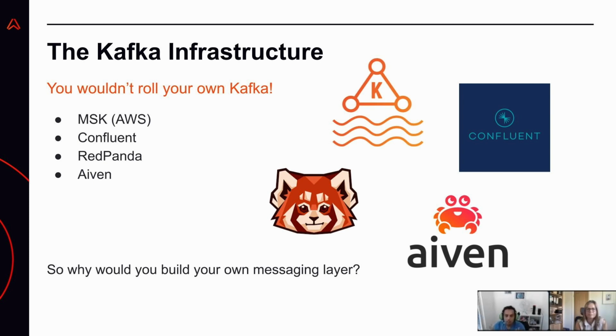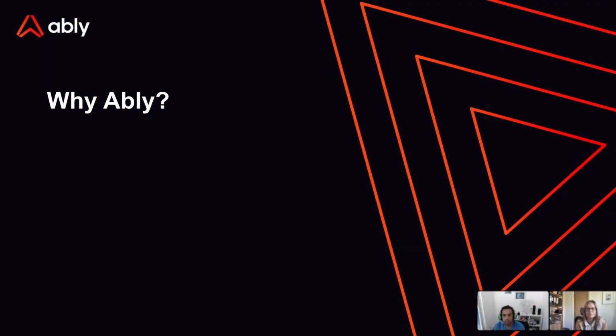These days, it is one of those things where taking MSK, Confluent, Redpanda, or Aiven is just the done thing because, to be honest, Kafka is commodity when it comes to managing it. What's really the good bit is how you use it and how you can make the best of it. So why would you build your own messaging layer on top?